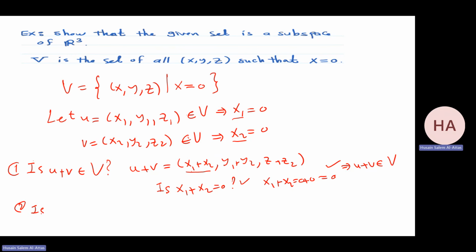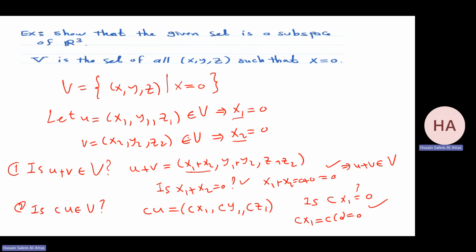Second question: does cu belong to V? Cu will be (cx1, cy1, cz1). I can write the vector in general in different ways. So the question is, is cx1 equal to 0? And that's true since x1 equals 0, so c times 0 is 0. So this is correct. So cu belongs to V. That means V is a subspace. I'm writing it in detail, which is good.